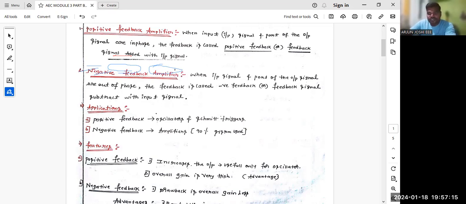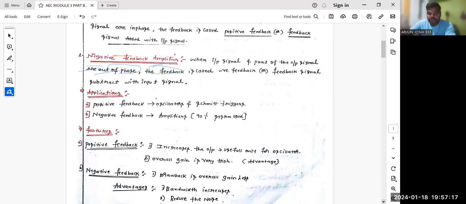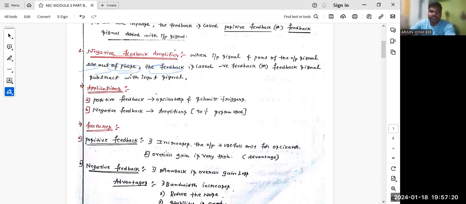Then what are the features of positive feedback and negative feedback? Next, let's check it out. Positive feedback increases the output and is useful only for oscillators. How does it increase the output? Let's check with the expressions in the future slides. The second feature is that the overall gain is very high in positive feedback. In negative feedback, the drawback is that the overall gain is very low. How does it become very low? I'm going to show in the future slides.